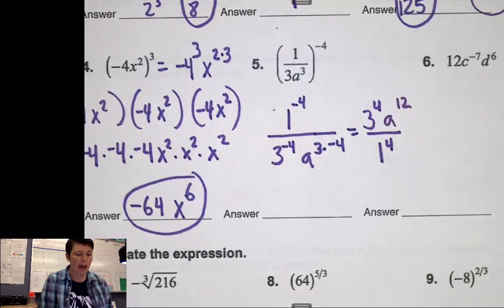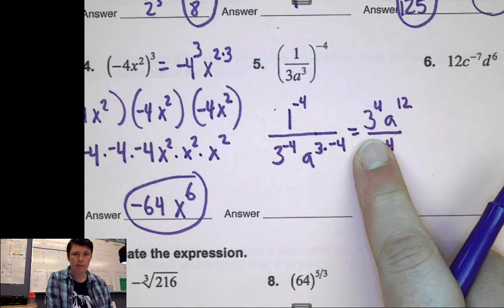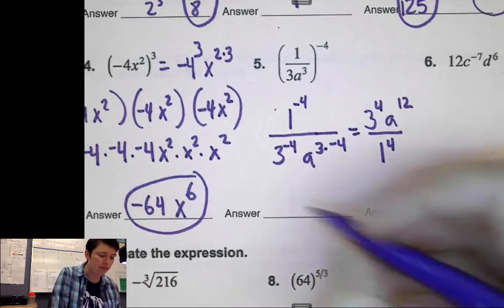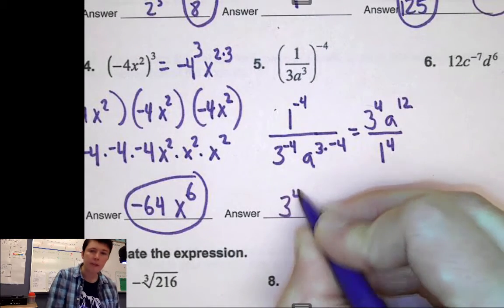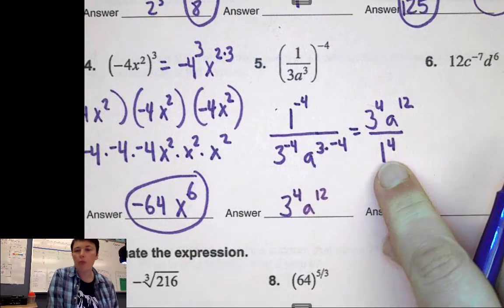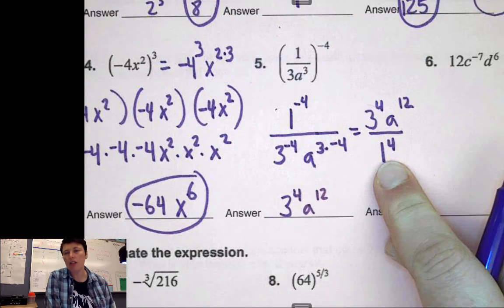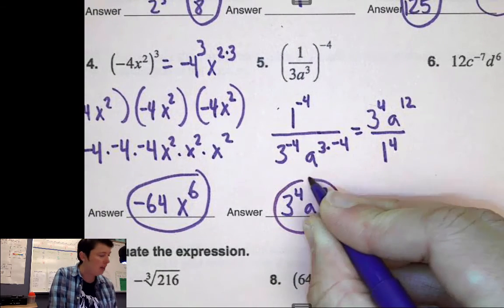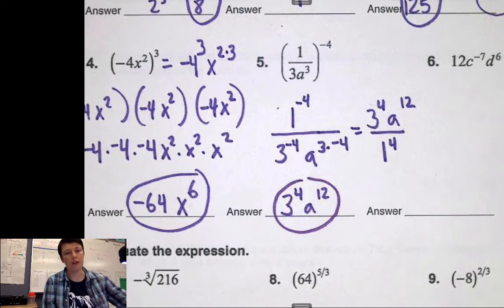Now think about what we have. We have 3 to the 4th, 3 times 3 times 3 times 3, which I'm just going to leave as 3 to the 4th. And then we have a to the 12th. And then it's all over 1. It's divided by 1. 1 times 1 times 1 times 1. So we don't even need that 1. We can actually leave this as our answer. And that would be totally fine to do.